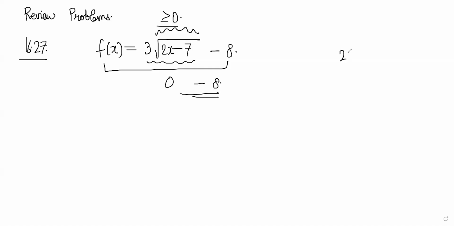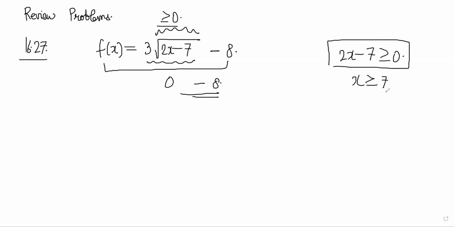The domain comes by checking 2x minus 7 is greater than or equal to 0. X is greater than or equal to 7 by 2 will be the domain. Range will be f of x greater than or equal to -8. So that is pretty easy.